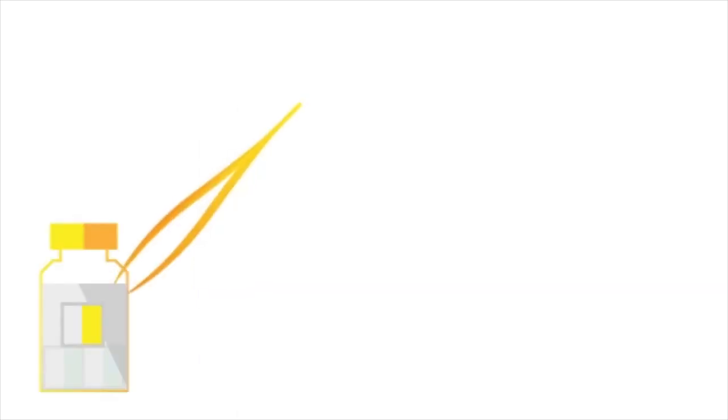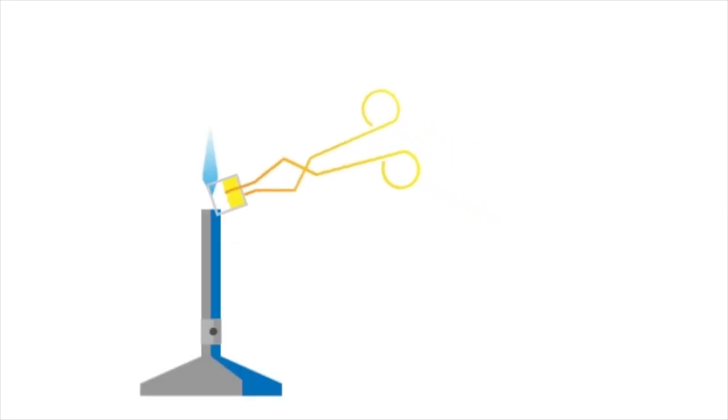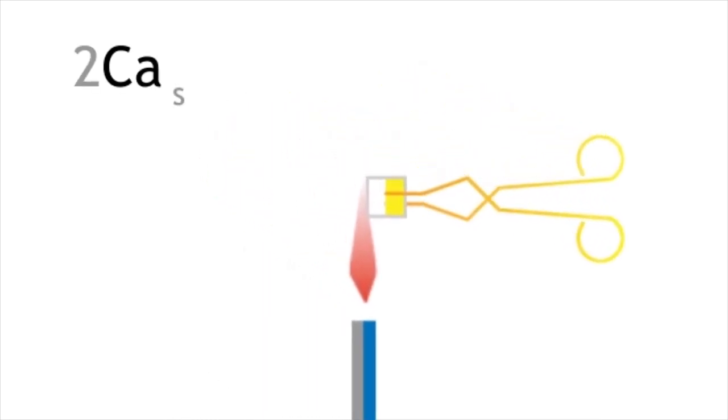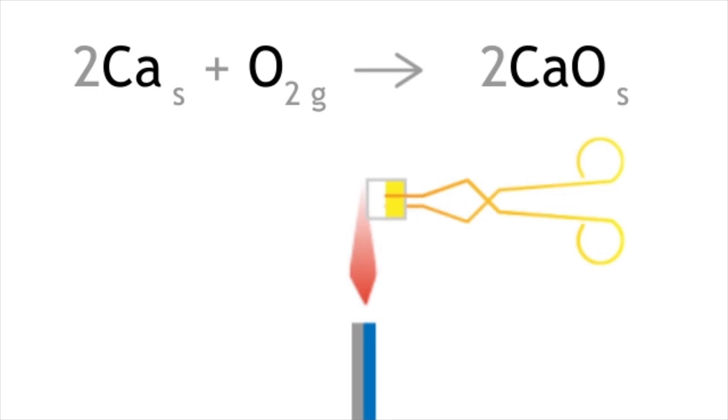Using a pair of tweezers, take out a chunk and cut a small piece using a scalpel. Remove excess oil using paper towels. Using tongs, place it in a roaring Bunsen burner flame. You will observe that it burns with a red flame. Calcium reacts with oxygen to produce calcium oxide, which is a white solid.